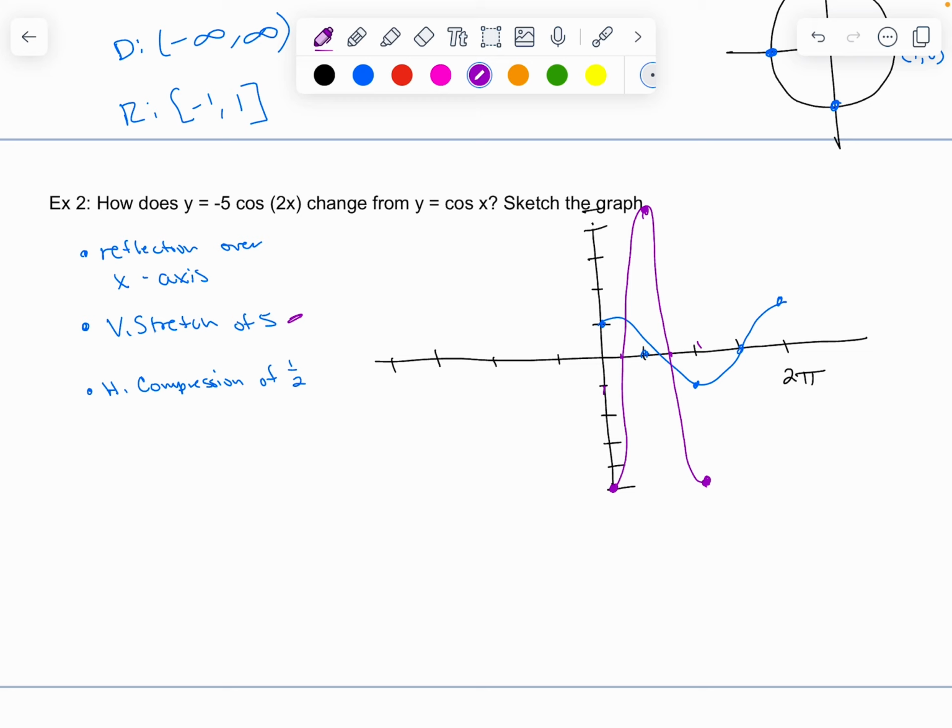And then 3, that horizontal compression. My wave originally took me 0 to 2 pi. I now have to cut that in half. So I'm going from 0 to that pi here that I have to complete one wave. So it gets a little bit tighter.